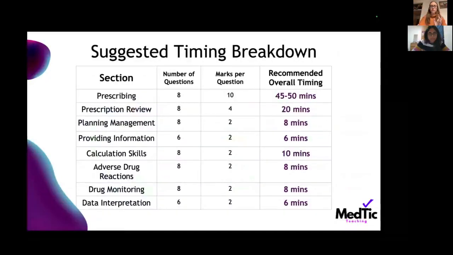If we go next. So this is our suggestions for how you might break down the timings. You do what works for you, but this is our suggestion, and basically you just move on in the exam, and if you've got any time at the end, you can come back and review any questions that you've flagged.